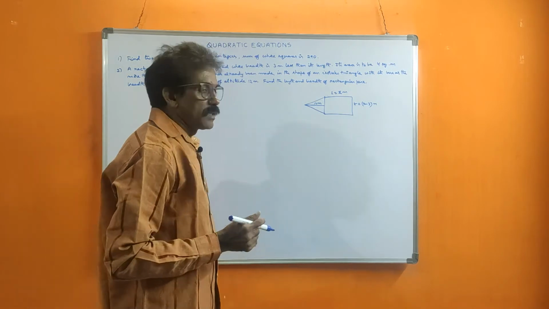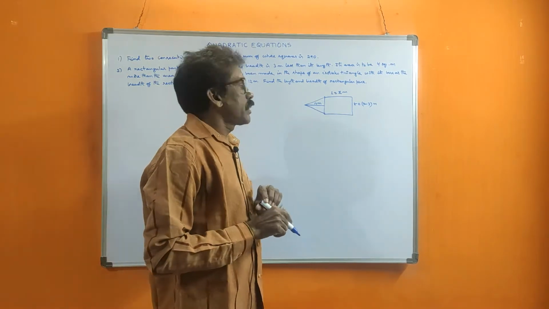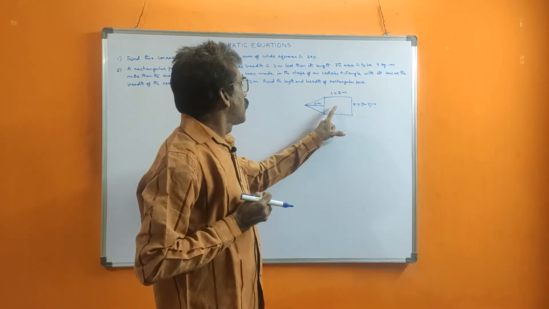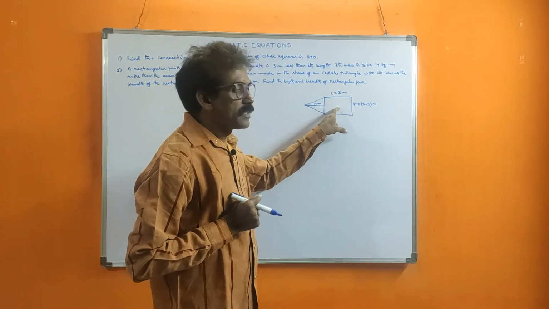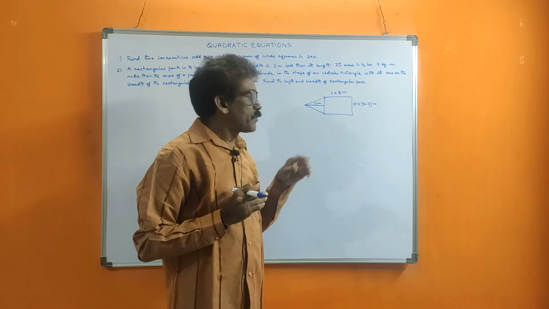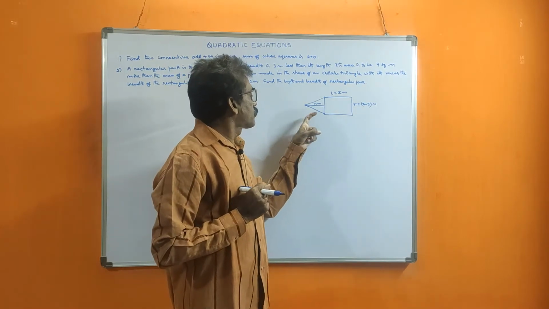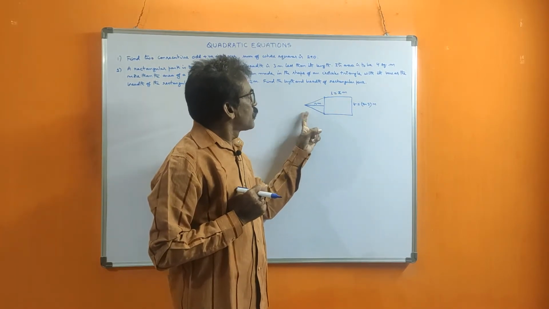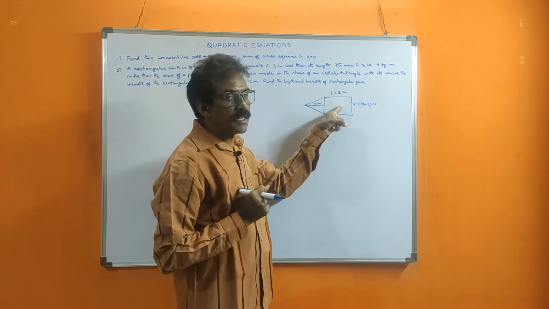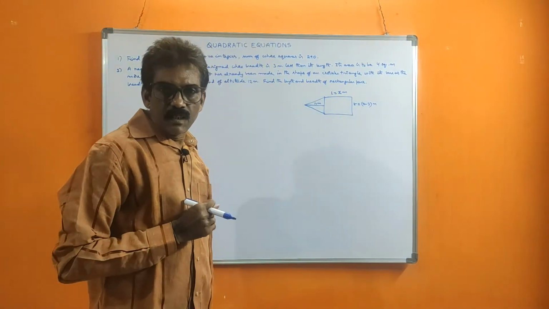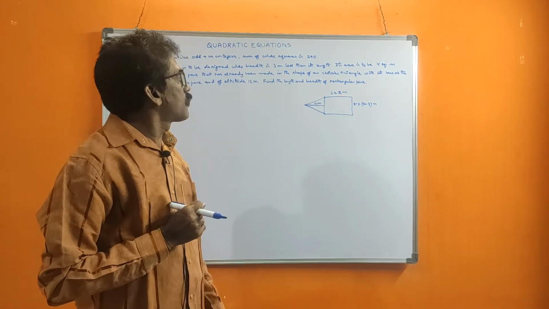That means what? How can you form the equation? First you calculate this area. By adding 4 to this area, we will get this area, because this one is 4 square meters less. If you add 4, you will get this area. So by adding 4 to this area, equate it to this area. Then by that equation, solve for x.